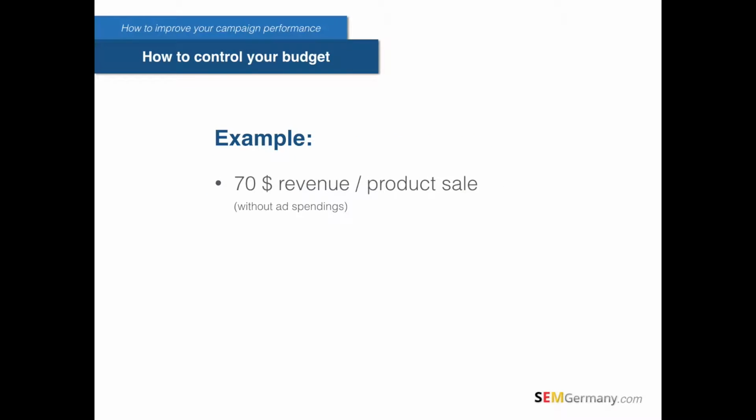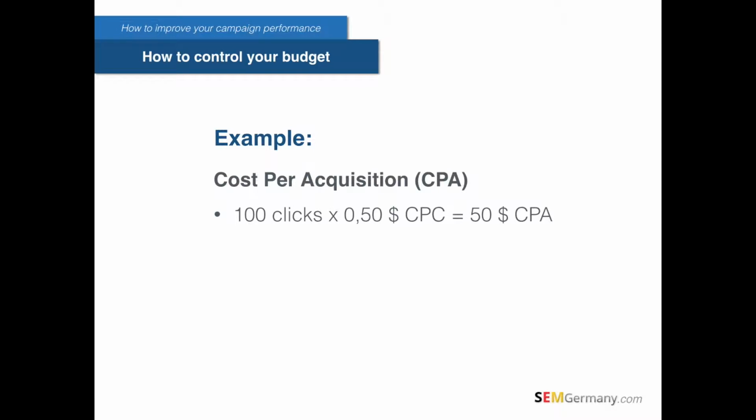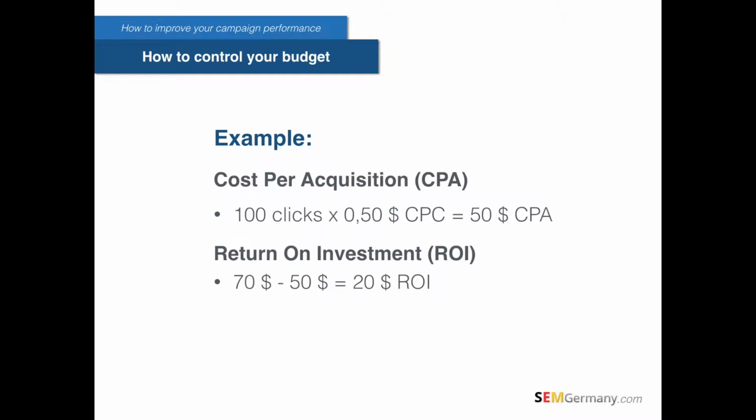Let's say, for example, you're selling a product that without ad spendings earns you a revenue of $70 per sale. Now, if you have an average cost per click of 50 cents and see one sale out of every 100 visitors on your website on average, that's a conversion rate of 1%, then you would have to spend $50 on average to generate one sale. That's your cost per acquisition, and you have a net profit or return on investment of $20 at the bottom line. Or simply speaking, that means increase your cost per click and your profit shrinks, or lower your cost per click and your profit will be higher.